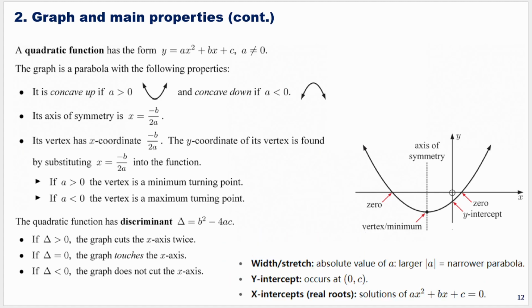Okay. And also note that the width and stretch of this function depend on a. Larger absolute value of a means narrower parabola. Y-intercept occurs at 0, c. In order to find its x-intercept, you simply solve the quadratic equation. You let y equals 0 to find all the x-intercepts, right? There could be either 0, 1, or 2 x-intercepts, right? Are you clear? Okay, I'll just pass this.